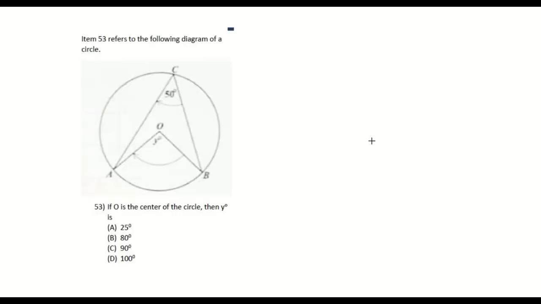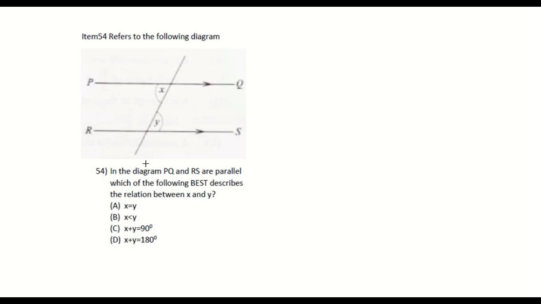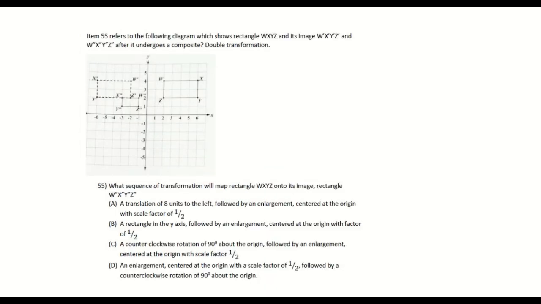Let's look at January 2020. Paper 1, section 8, numbers 53 to 58. This is a repeated question. They want y. We know y is twice the size of 50, which is 100. So this would be D. This one here, the relationship between x and y, they are equal. This one here was a repeated question. They wanted to know the sequence from this to this and then this to this. This has a reflection, so you're looking for something that has a reflection.